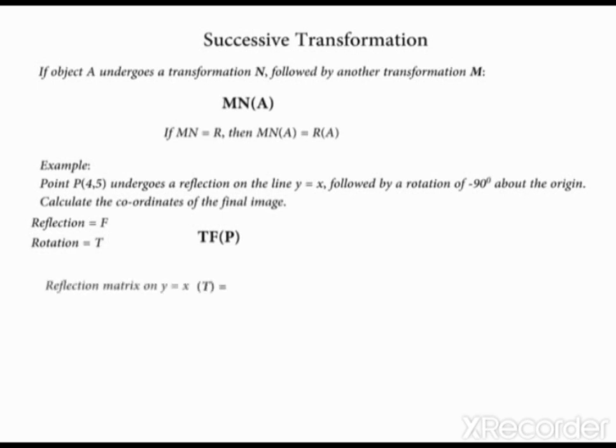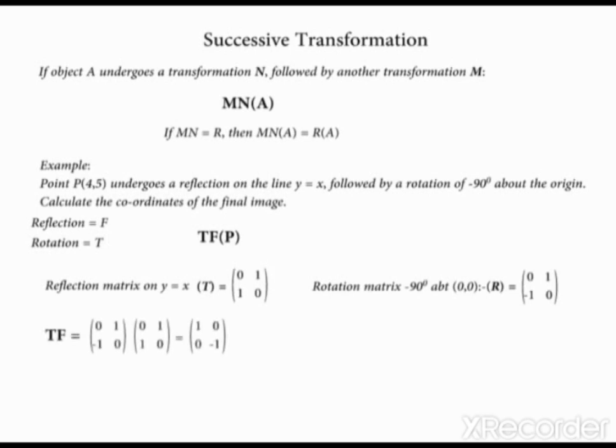The reflection matrix on y is equal to x is 0, 1, 1, 0. The rotation matrix for negative 90 degrees about the origin is 0, 1, negative 1, 0. So T times F will be equal to 1, 0, 0, negative 1. Then we multiply this product with P. So 1, 0, 0, minus 1 times 4, 5 will give us 4, minus 5. And so the final point will have the coordinates 4, negative 5.